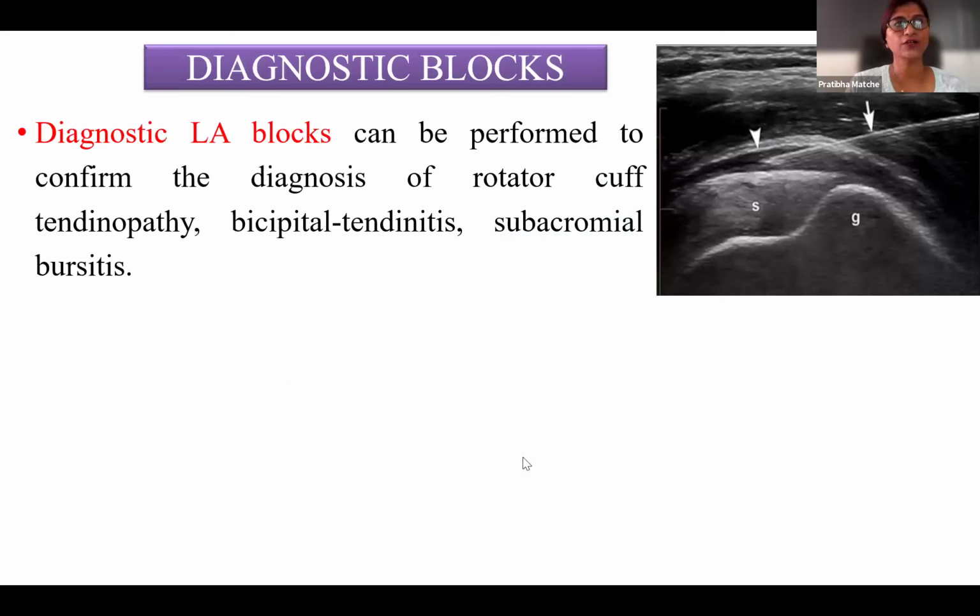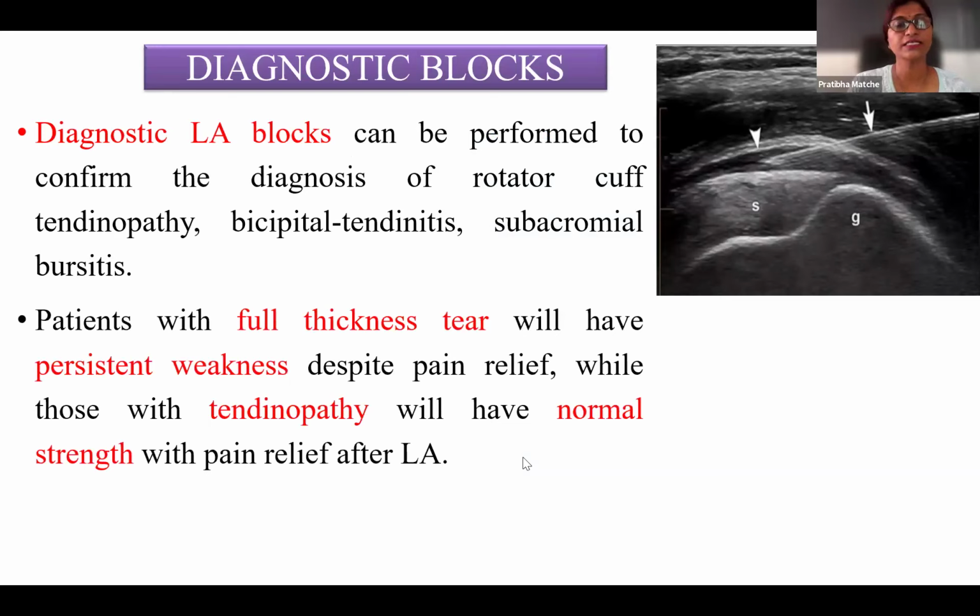So coming to the next, the diagnostic blocks, which could be used for the diagnosis, can be performed to confirm the diagnosis of the rotator cuff tendinopathy, bicipital tendinitis, and the SASD bursitis. Once you have given the local anesthetic, this is one of the ways to differentiate by the diagnostic block. Patients with a full thickness tear, after local anesthetic, have relief of pain, but still there is a persistent weakness. And if there is a tendinopathy, then they will have normal strength with the pain relief after local anesthetics.